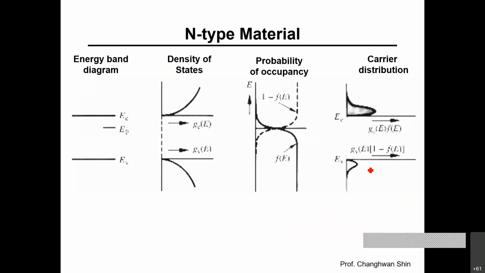So n times p is equal to n sub i squared, and n_i was rewritten with the effective density of states for the conduction band and valence band, as well as the bandgap energy.